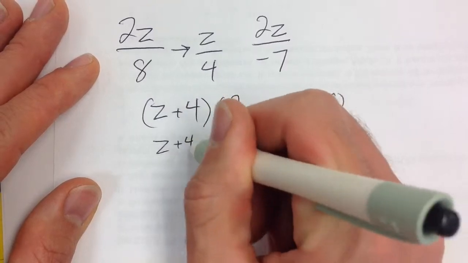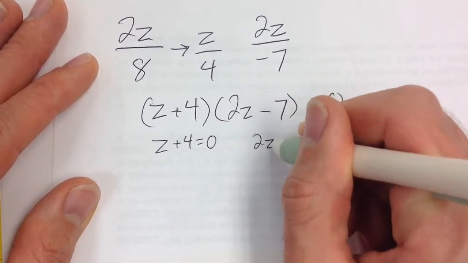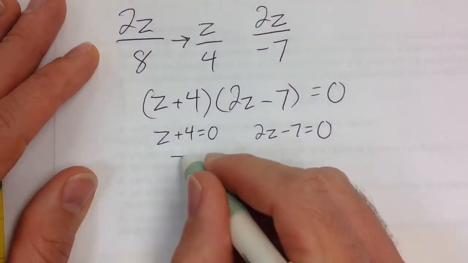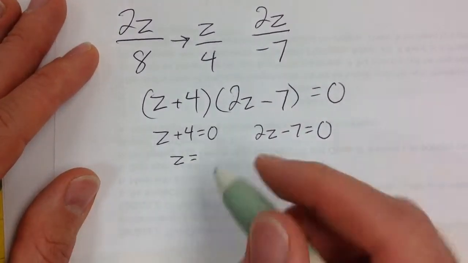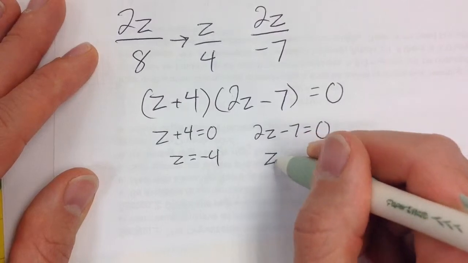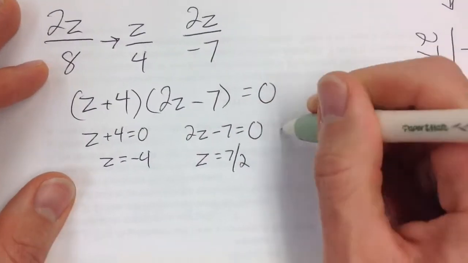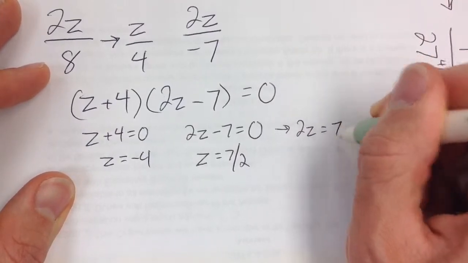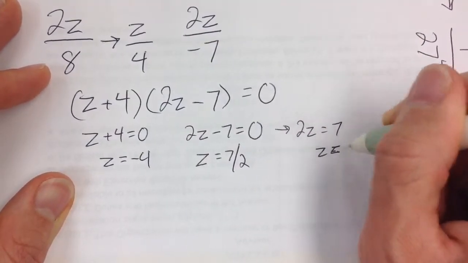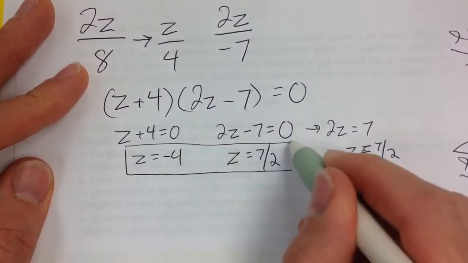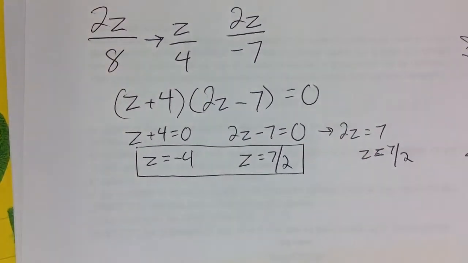So now you can set each of those factors to 0. It's called using the zero product property. So from this one, z equals negative 4. And this one, z equals 7 halves, because you get 2z equals 7, and z equals 7 over 2. Any questions on that one?